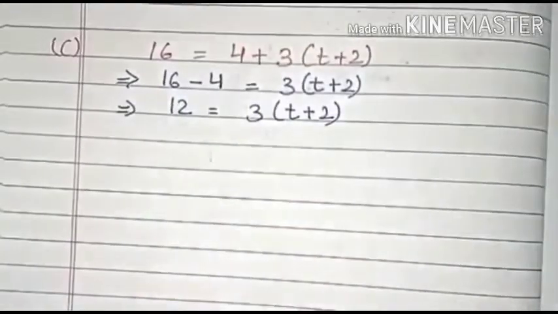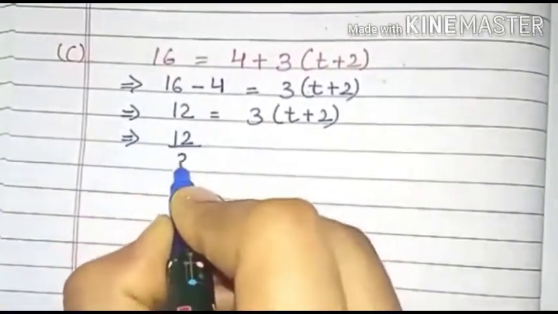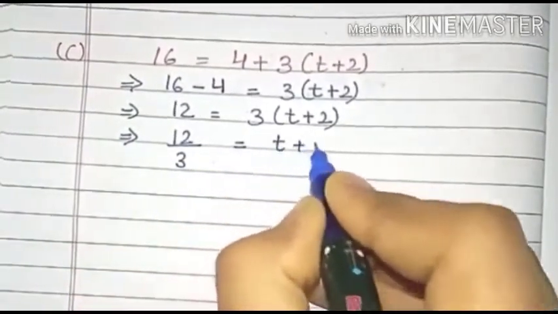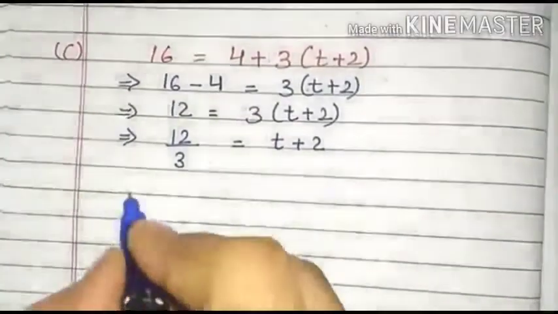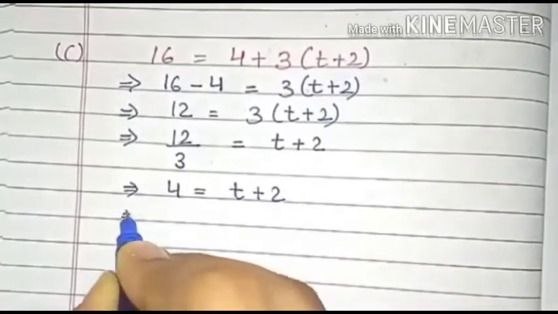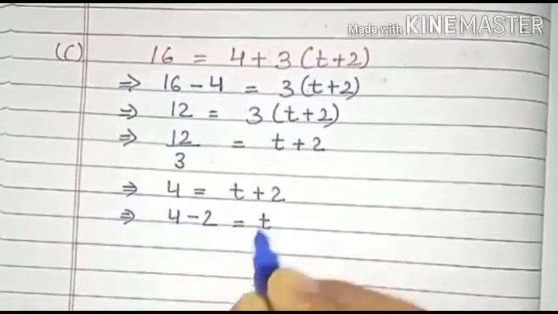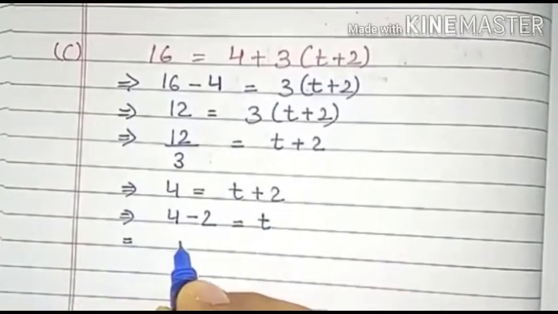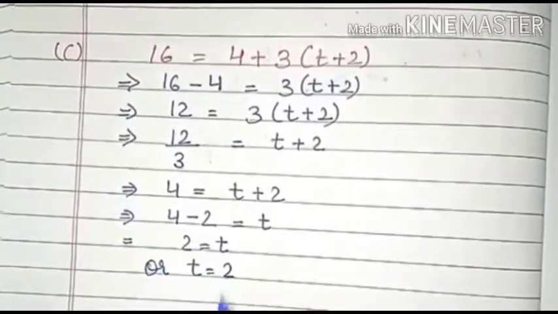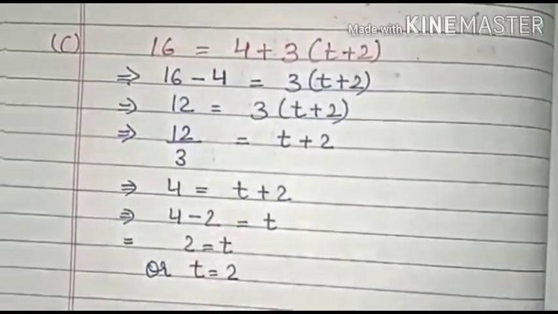Now you will remove this 3. When you remove this 3, it will be transposed to the left hand side. It will come 12 upon 3, and t plus 2 will remain on the right hand side. So it will come 4 is equal to t plus 2. Now we will transpose 2 to the left hand side. 4 minus 2 is equal to t. So you will get the answer 2 is equal to t, or you can write t is equal to 2. If you want to interchange the sides in the beginning, you can.